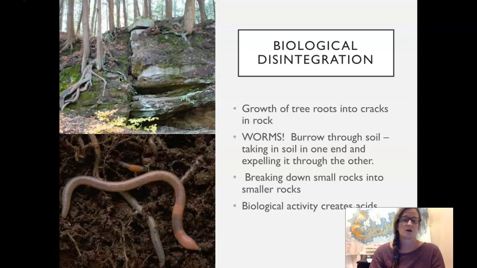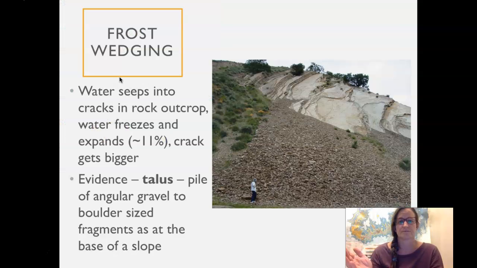And earthworms break down soil, break down rocks, and break down soil really close to the bedrock, create an acidic environment. They can take also smaller rocks, and they'll digest those rocks and then poop out even smaller rocks. So they're breaking down those rocks inside their bodies. And all that activity, biological activity, creates acids that we'll see act to break down minerals.